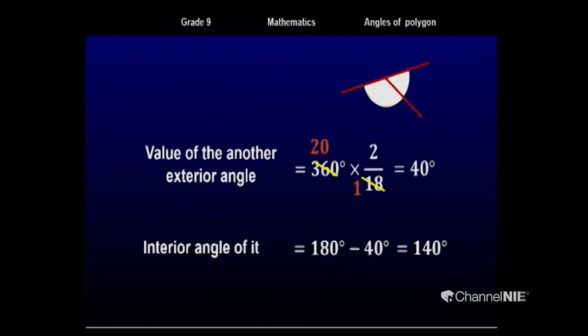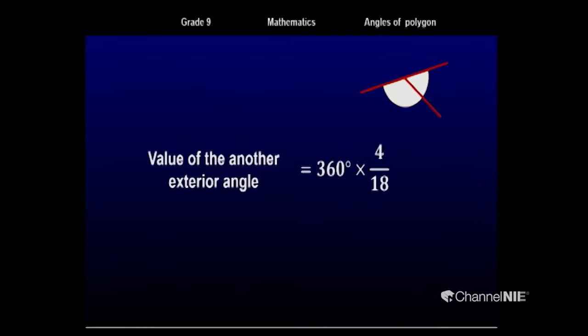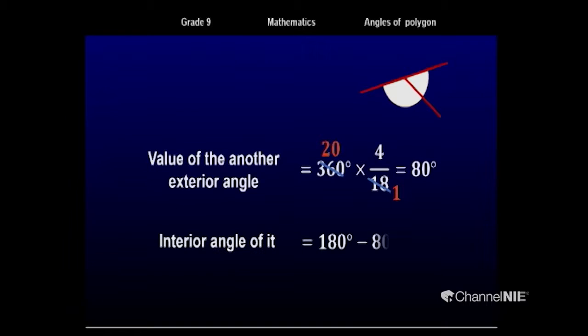We have to find another exterior angle. Look at that. Now you know the method. Do the question with me. 360 into 4 over 18. When we simplify this, you can obtain 20 into 4, 80 degrees. So the interior angle of this exterior angle is equal to 180 minus 80, that means 100 degrees.